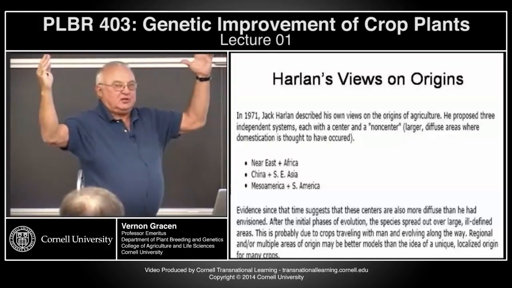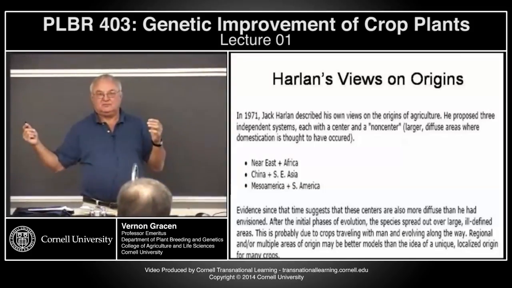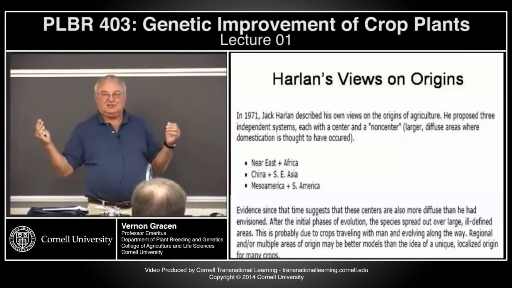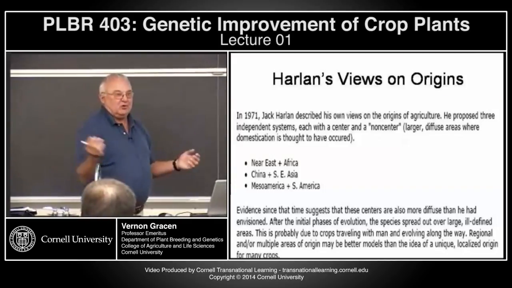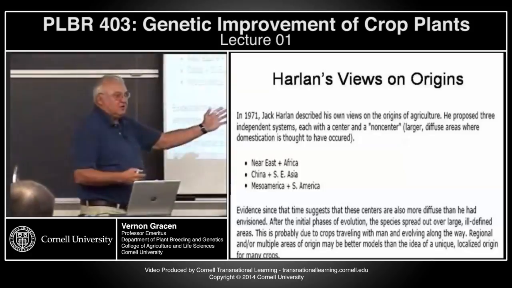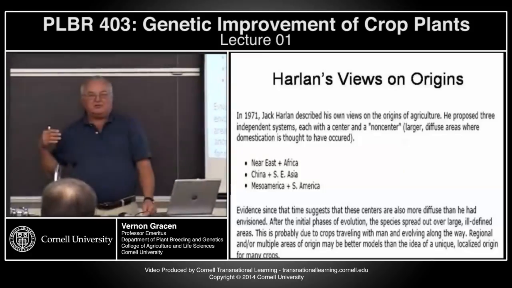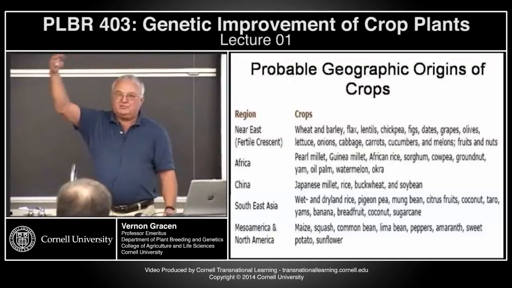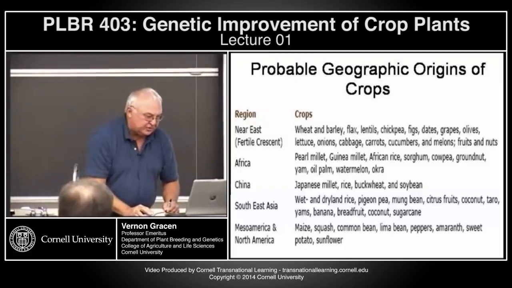And how would you think the crops would move around the world? With people. As humans moved around the world, they would carry their crops with them, and they would modify and select their crops as they reached different environments and ran into different spectra of disease and insect pressure or different environmental stresses.